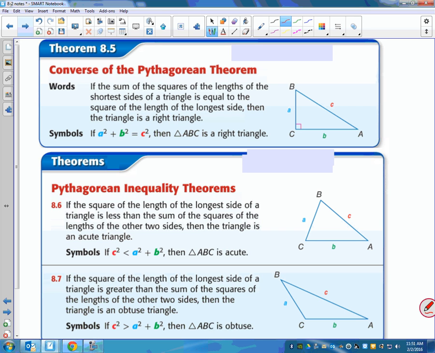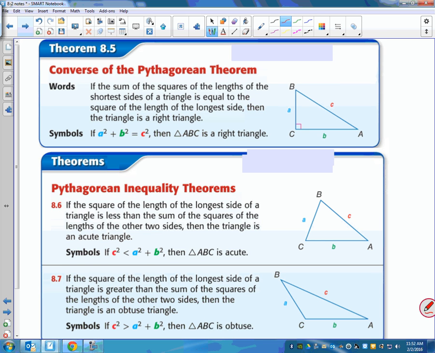Did you learn that last year? I'm thinking you did, right? Yes, you did. You have no clue. Right. So you have to remember to put c squared first, right? So basically you just compare the hypotenuse to the legs to determine whether it's right, acute, or obtuse.